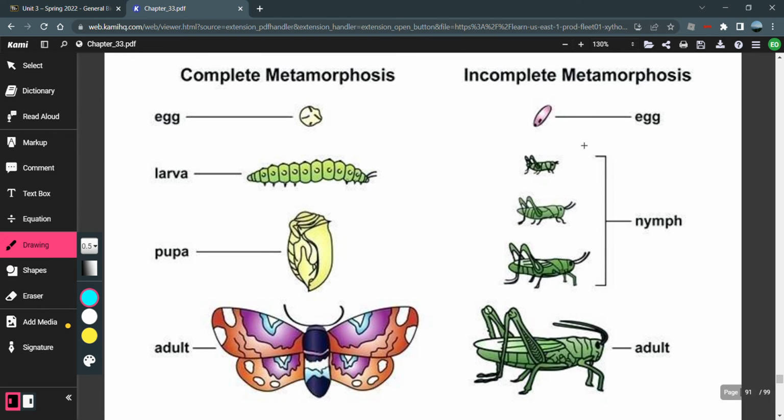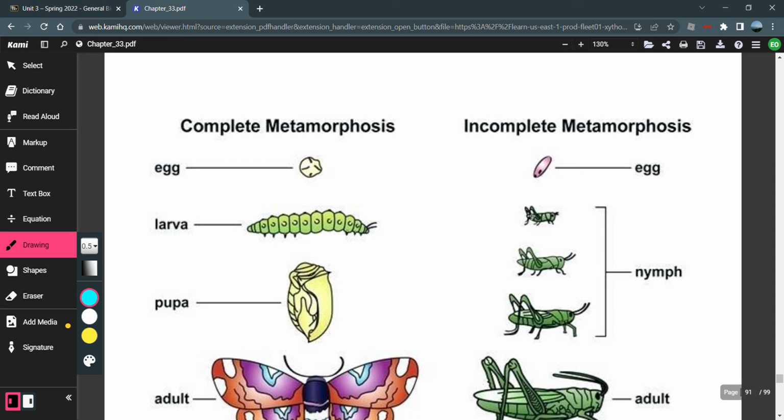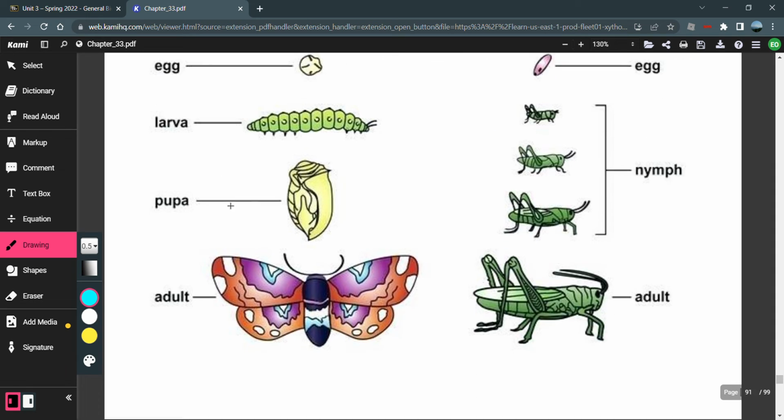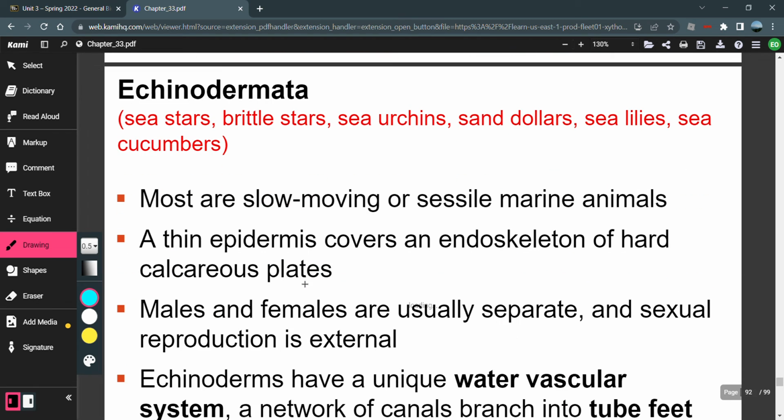So here is incomplete metamorphosis. So it's like a miniature grasshopper. While a butterfly is this ugly worm, goes through a pupa, becomes a beautiful butterfly.